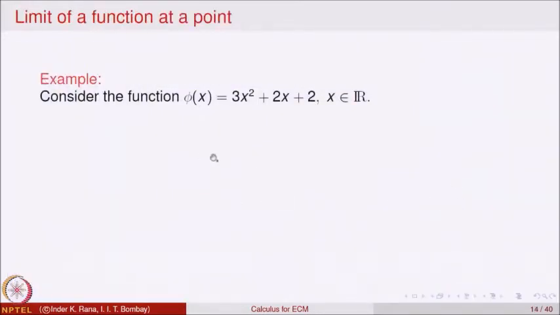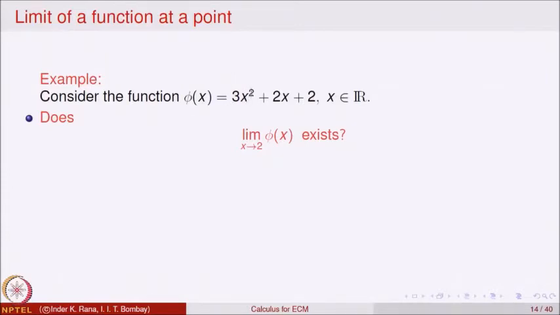For example, if I look at the function 3x square plus 2x plus 2 for x belonging to R. This function is denoted by this Greek letter phi. So, phi is a function defined on whole of real line, and phi of x is equal to 3 times x square plus 2x plus 2. So, we can think of it as a sum of 3 functions. We want to know what is the limit of this as x goes to 2, does it exist or not. To do that, let us break this function phi into 3 parts.